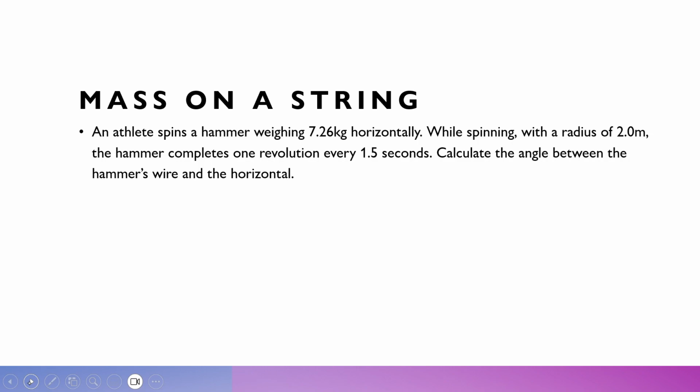We're being asked to calculate the angle between the hammer's wire and the horizontal. So again, what we're expecting is that the hammer is not going to be parallel to the horizontal of the ground when it's being spun. Instead, what we expect to see is that the hammer is sitting on some sort of angle like this, where if we did have the horizontal or a line parallel to it, there would be an angle in between the wire. This is what we're being asked to calculate for in the question.